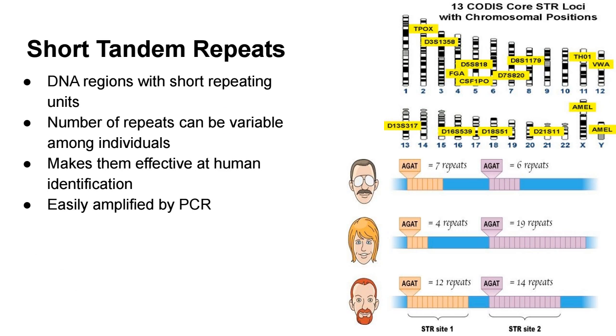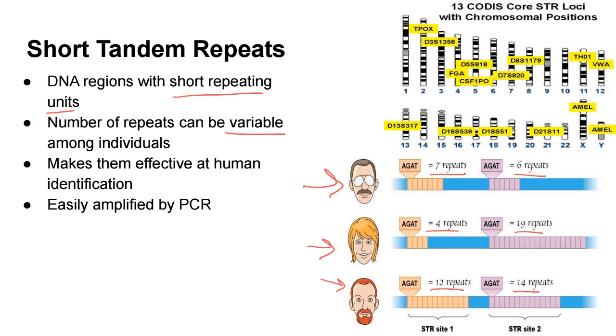And then our last technique here is what we call short tandem repeats. Short tandem repeats are little chunks of DNA that have really short repeating units. So they're repeating over and over and over again. If you look at your picture over here on the right, you can see that the first gentleman has the little AGAT sequence repeating 7 times and 6 times, where the female here has it 4 and 19, and the last gentleman has it 12 and 14. So we have different varieties of these short tandem repeats. Those numbers of repeats can be different from person to person, variable among individuals.